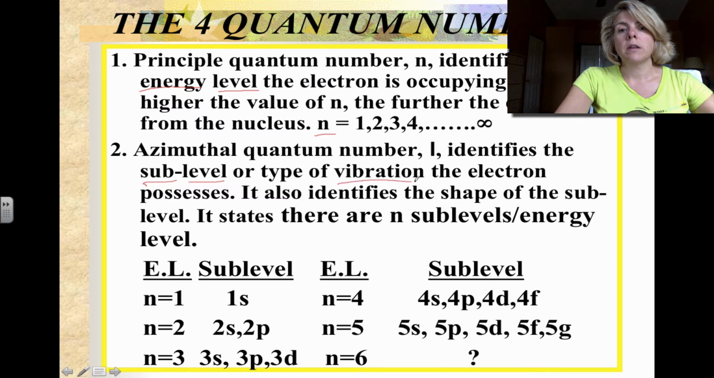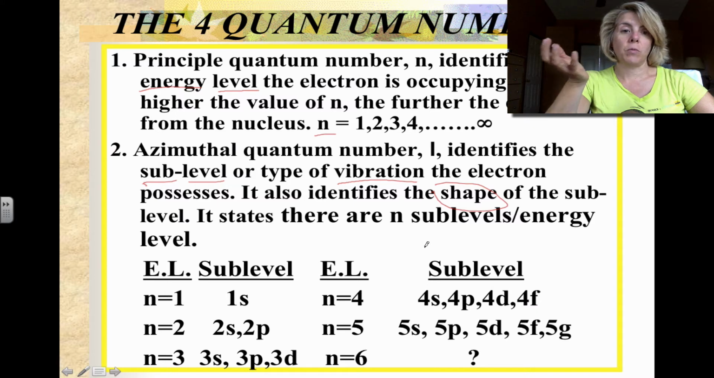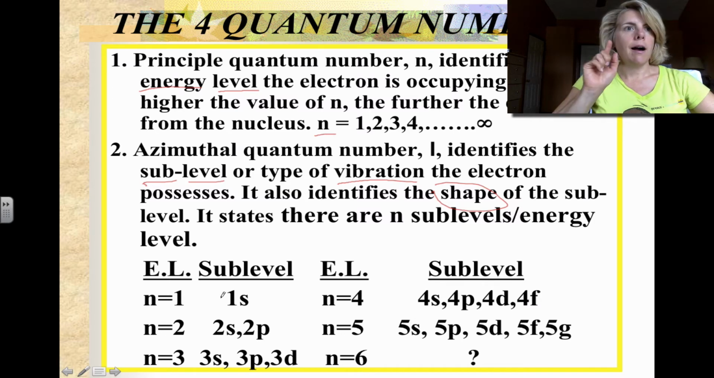I always think of it as like an electron cloud, and it'll make more sense once I show you some of those shapes. But we're looking at the shape of the sublevel. So each sublevel actually has a specific shape associated with it. Okay, so notice that if we have one energy level, we only have one sublevel. So that diagram or that model that I showed you for the Schrodinger had one slot.